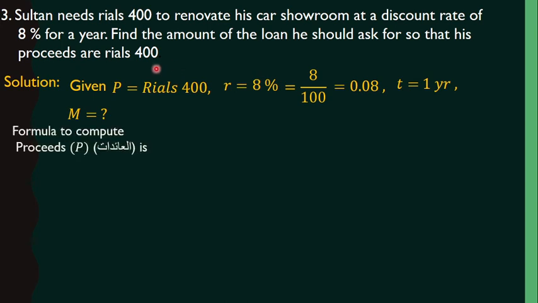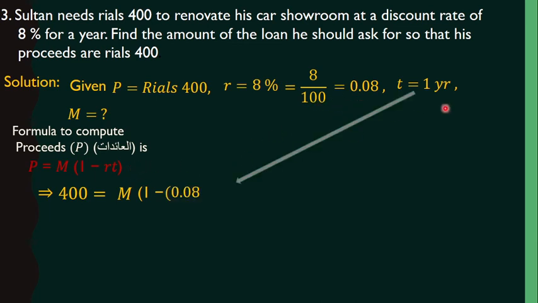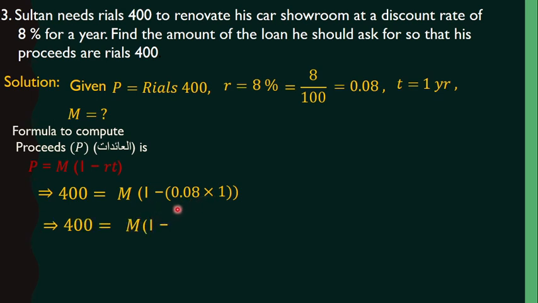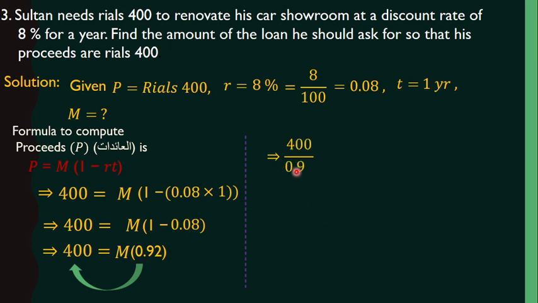So for this, I will use the formula of the proceeds. P is equal to M into 1 minus R T. Given here P, which is 400 riyals, is equal to M, which is required to find, times 1 minus, I will write the same, R which is 0.08 into T, which is only 1. On multiplying these two, we get M into 1 minus 0.08. Subtracting, 1 minus 0.08 will be equal to 0.92. Now take this to the other side of the equation. We will get 400 divided by 0.92 is equal to M.